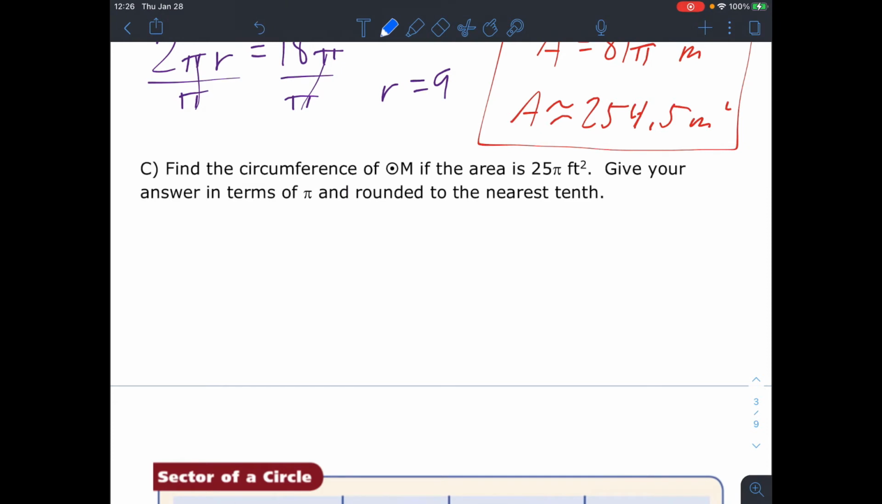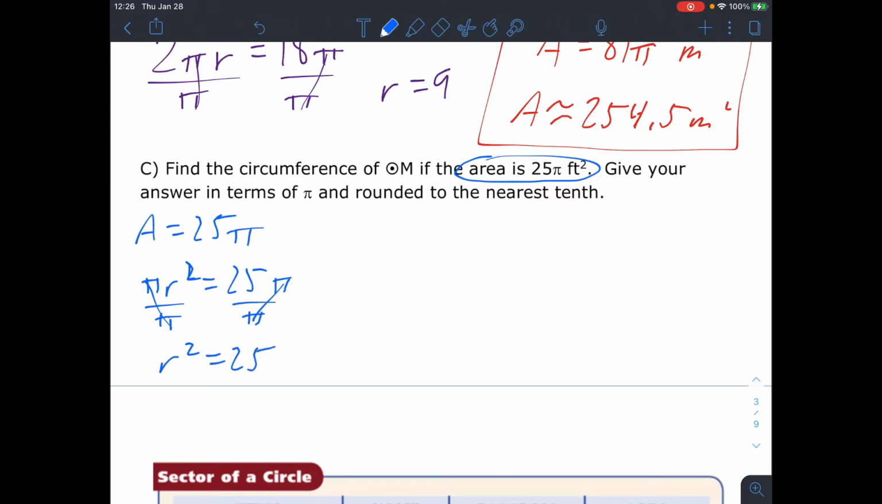Part C says find the circumference if the area is 25 pi square feet. So now we know the area is 25 pi. So let's write that down. Area is 25 pi. And we know our area formula is pi r squared. All right, if we divide both sides by pi, the pi's cancel, and that gives me r squared is 25. Taking the square root of both sides, we know that r must be 5 feet.